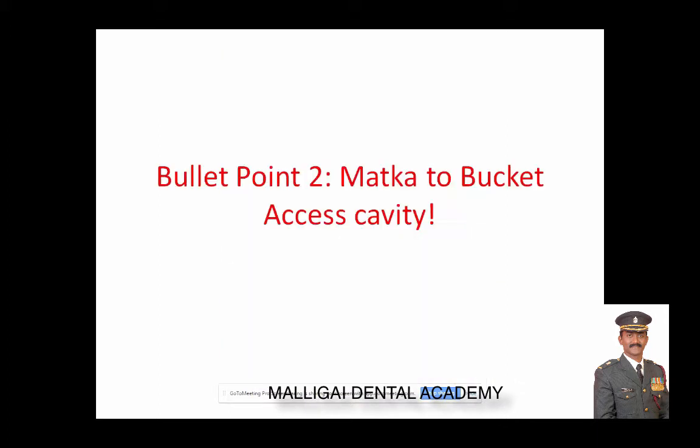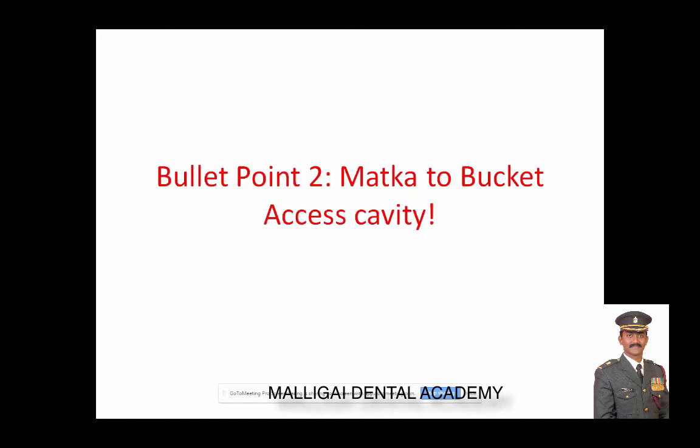Bullet point 2 in today's presentation is related to your access cavity. Access cavity, the orphan in modern endodontics. These days, modern endodontics is synonymous with rotary endodontics, but I believe it begins right in the beginning with modifications within the access cavity. I am going to share one simple modification in your access cavity which will make your subsequent rotary protocol very, very easy.